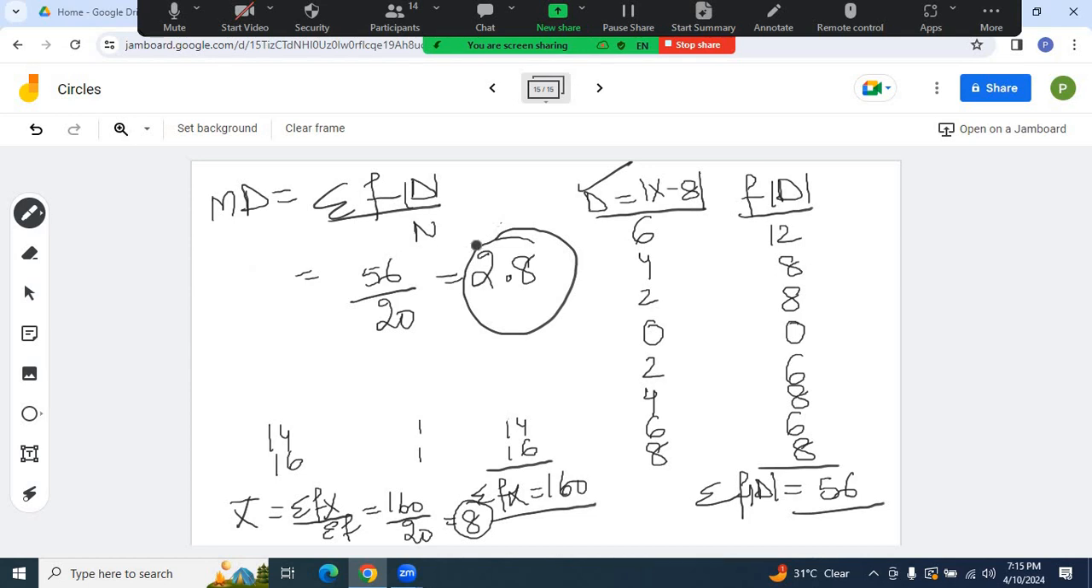Right? Last case, last topic, continuous series.